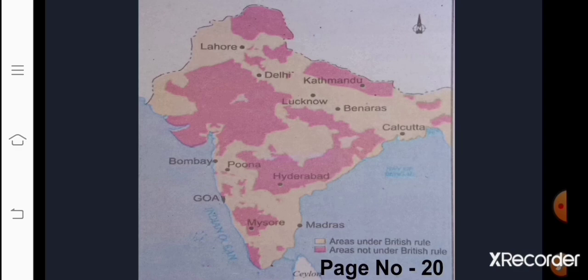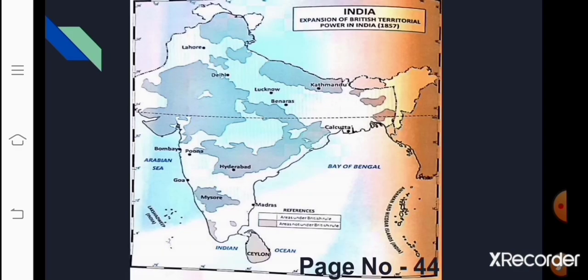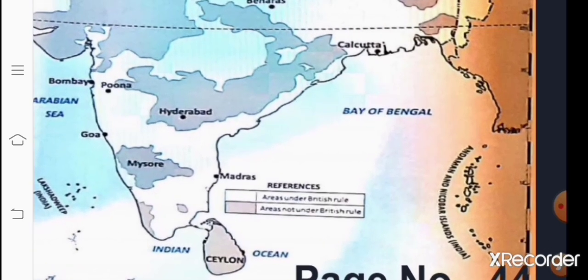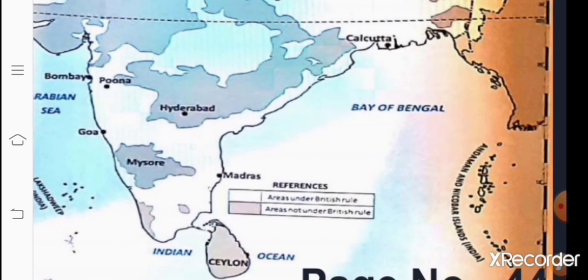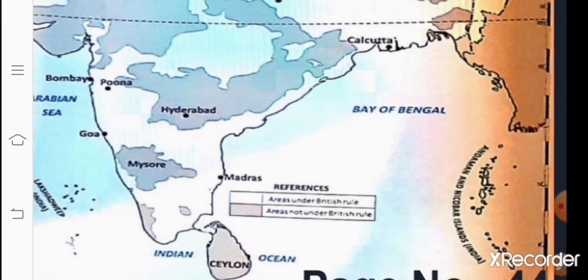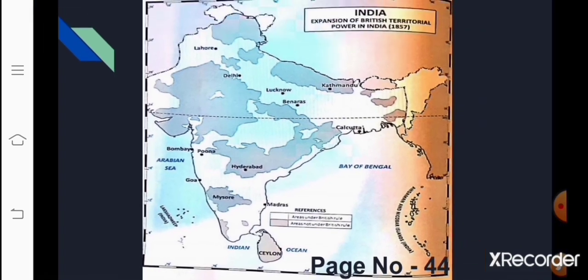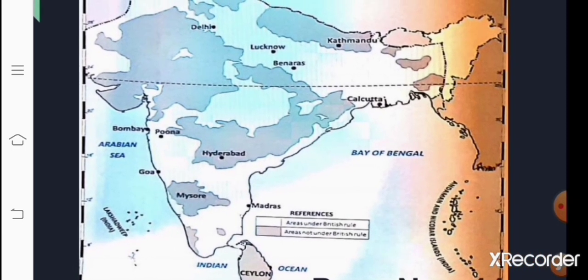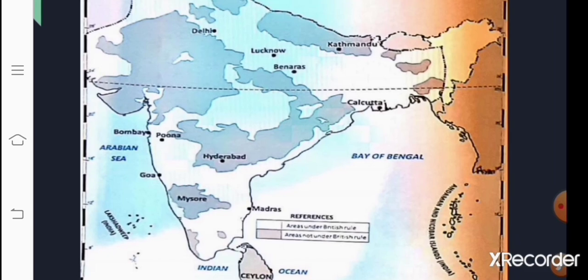Now let's move further. The same map, children, that is there in your textbook, you also have in your map practice book. The same map, okay? Here you can see the white portion shows you the areas under British rule, and the shaded one shows you the areas not under British rule. As in your textbook it has been shown in red and yellow color, here it is the shaded portion and the white portion, okay? Same way. Now you can see so many places have been given to you here, which are coming under British rule and not under British rule, right?